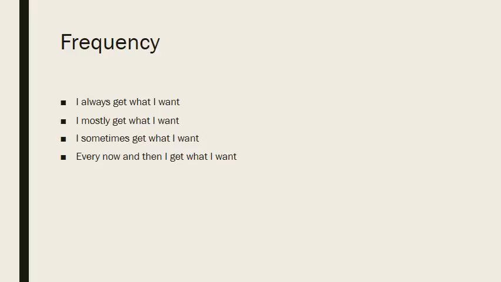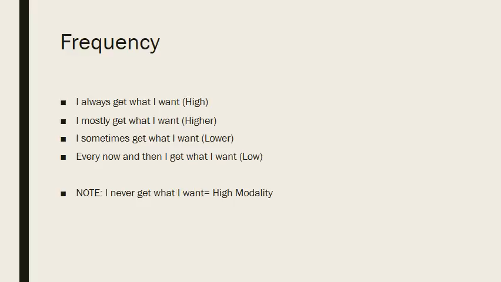"I sometimes get what I want." Now I'm starting to get into the lower area. "Every now and then I get what I want." So you should see a pretty clear difference between where I started at the top and where I ended up. If I apply that language again, when I say "I always get what I want," I'm speaking in very high modality. When I start to reduce that frequency or talk about a lower frequency, I'm lowering the modality.